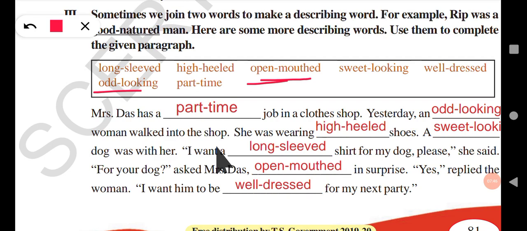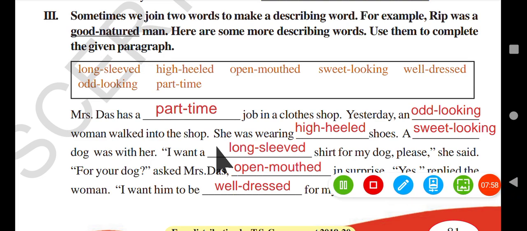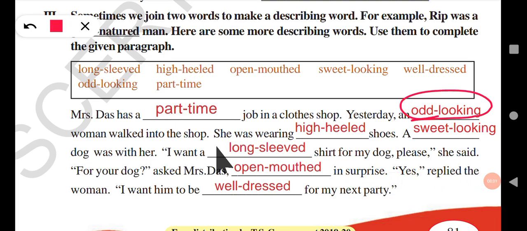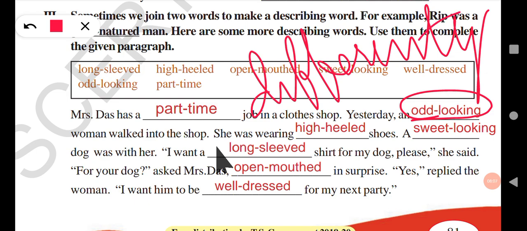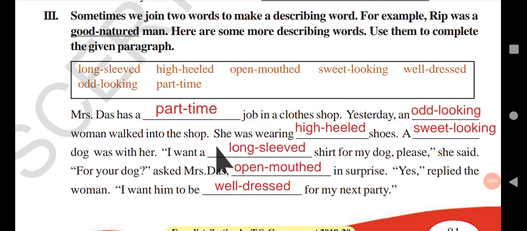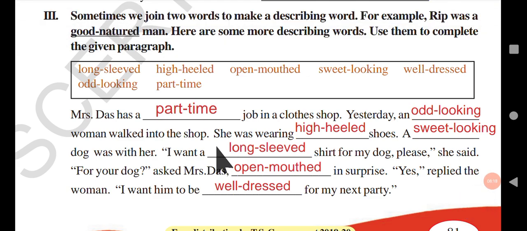You cannot say an open mouth woman walked into the shop. That means somebody who has opened their mouth and directly was walking into the shop. So that is not meaningful. You have to go for odd looking. Odd looking in the sense like looking differently, not like a common personality, but kind of different personality. Okay. Next one. She was wearing dash shoes. Shoes can be high heel shoes, lower heel shoes. That is the second option. We can fill it here.